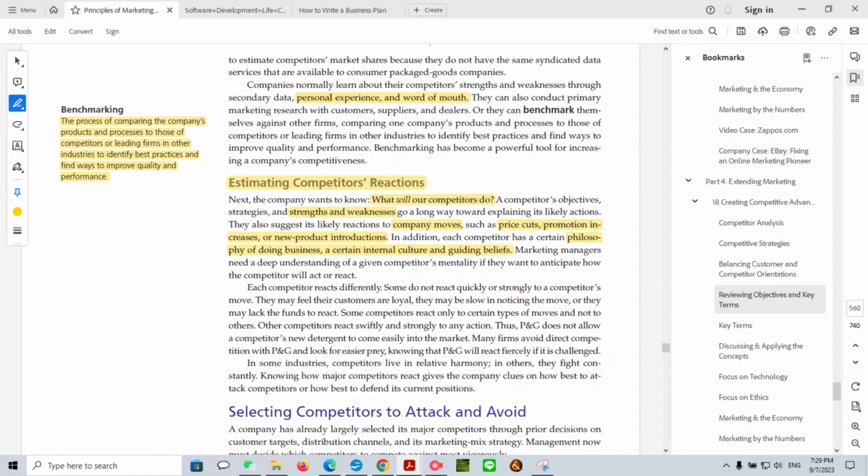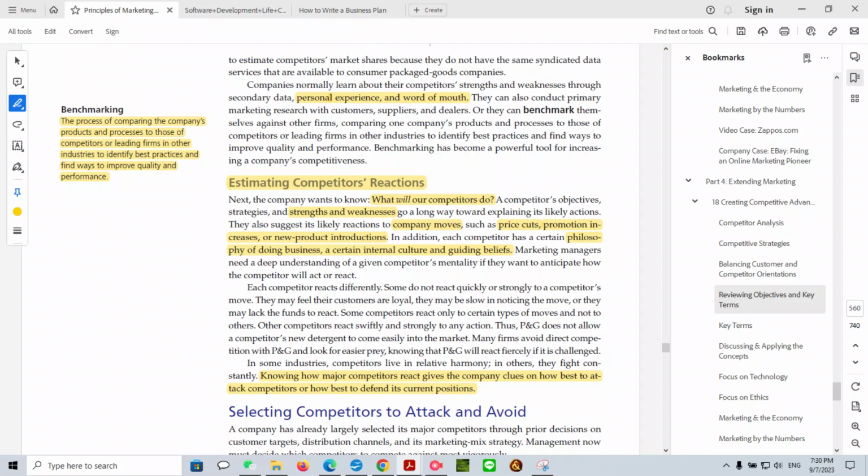Knowing how major competitors react gives the company clues on how best to attack competitors, or at least defend its own current positions. Okay, so this is what it is. Basically, what you have is a market leader, a challenger, and a follower. So the market leader will continue the strategy if it allows for success, and he has a strength. If the other two perceive they have a strength too, they'll also be fierce to challenge the market leader.